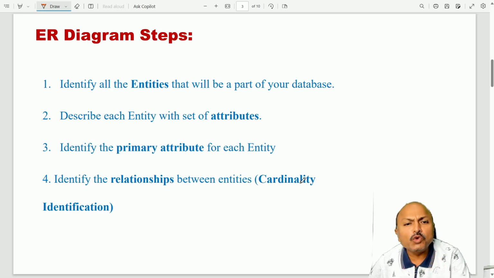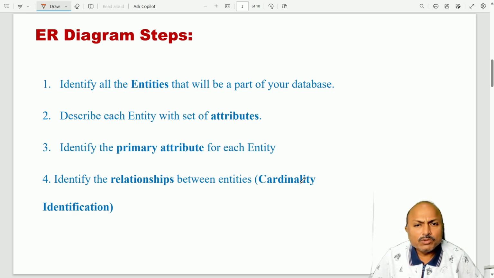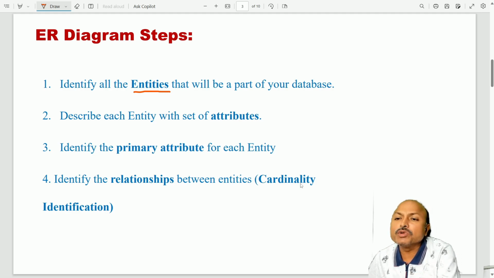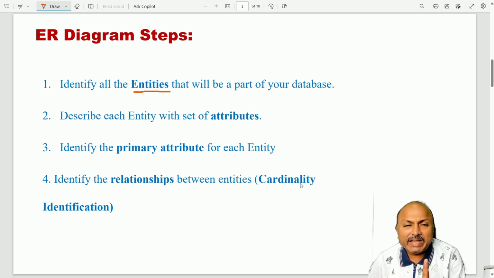That means we have 4 steps. What is the first step? We need to identify what entities you need to consider to draw an ER diagram, so that thereby you can go for developing the database. Because you understood that the ER model is a part of conceptual data models. Thereafter you are going to develop the database by using the representational model. So the first step in drawing an ER diagram is identifying the entities.